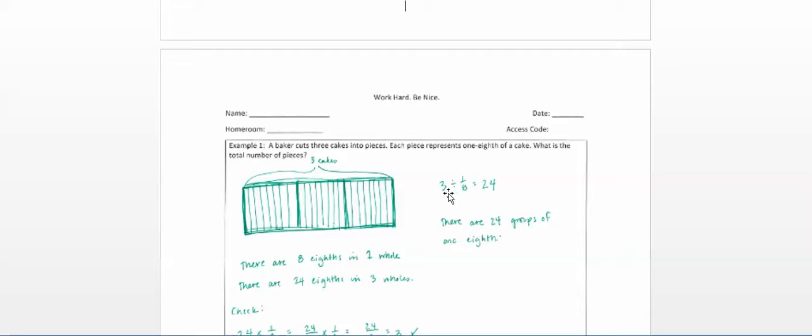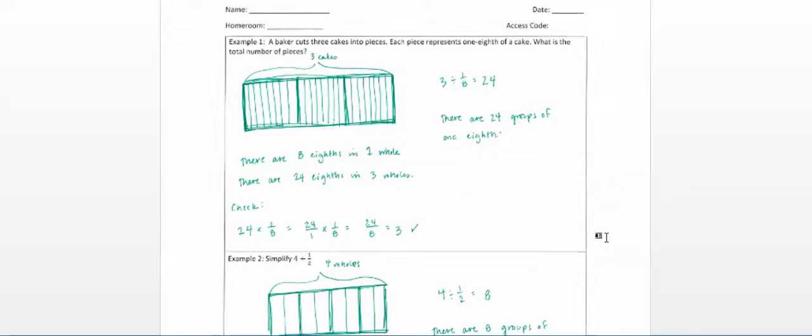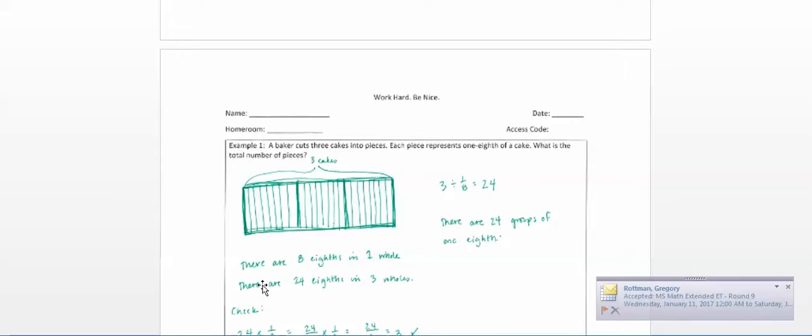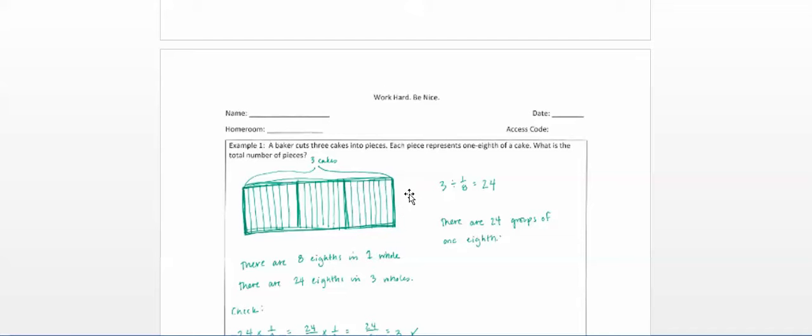And then we're writing 3 divided by 1/8. Don't write 24 yet. The thinking that we want students to do is that there are 8 eighths in 1 whole, and that there are 24 eighths in 3 wholes. So if I have 8 eighths here in 1 whole, then I have 24 eighths in 3 wholes. So that means I have 24 groups of 1/8. So now we can go ahead and write 3 divided by 1/8 is equal to 24. I can write there are 24 groups of 1/8, and then I can write there are 24 slices.